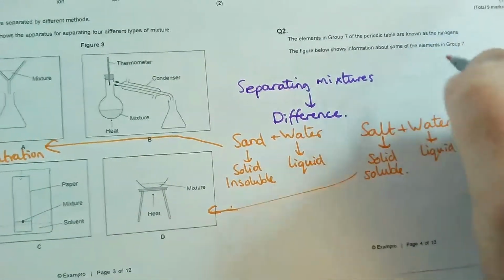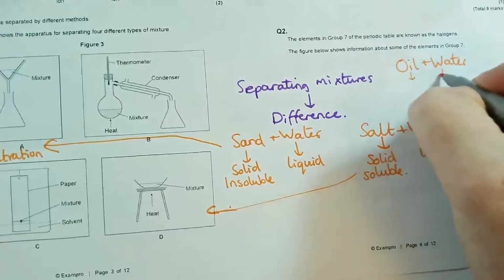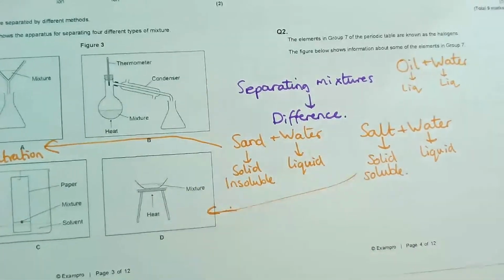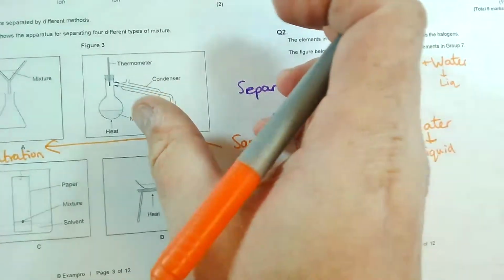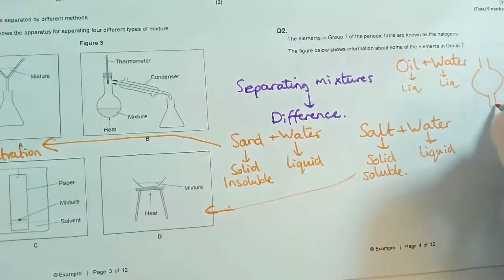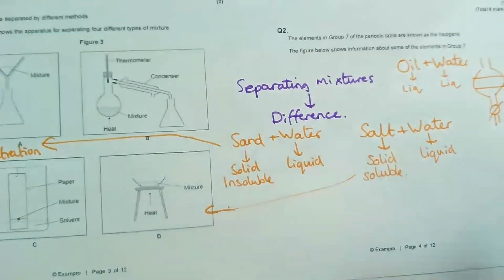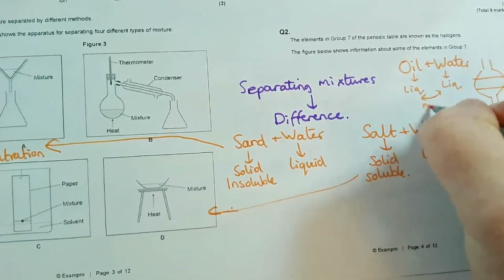Let's imagine then I have oil and water. Well, these are both liquids, so any of these techniques are now off the table. What's the difference in these? These actually don't mix. So one of the things you can do here is what's called decanting. You let them go into two layers and then you pour off the top layer. You can also use something called a separating funnel, which looks like this. You let the layers form and you can pour one off. That's quite niche, not too worried about that.